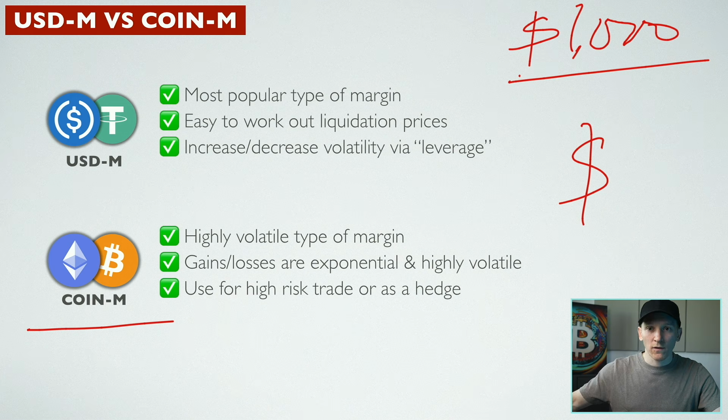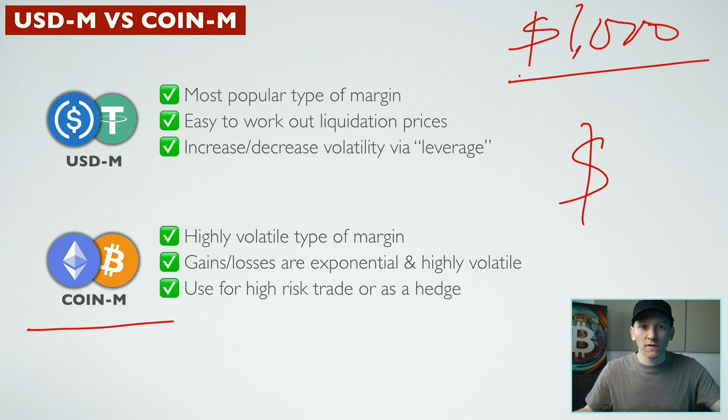Now, if the Bitcoin price falls, that $1,000 we had is now only $800. If the Bitcoin price rises, the margin that we have now goes up in value to $1,200. So the collateral, the value that we're using, the margin that we're using is actually volatile in itself. That increases volatility a lot.